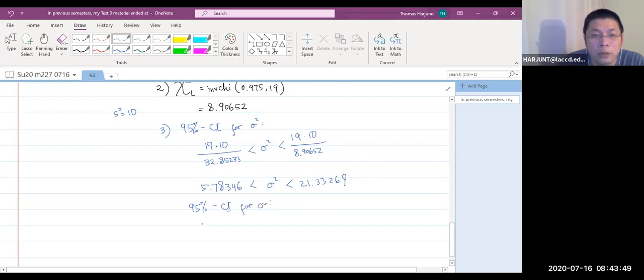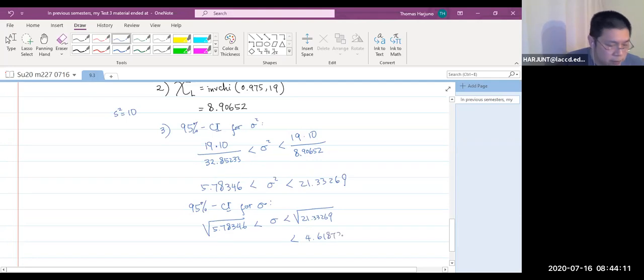Okay, and that will be the square root of this guy. This is 4.61873. This will be 2 point something. Square root of 21.33269 is 2.40488.